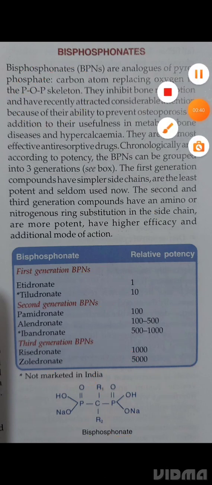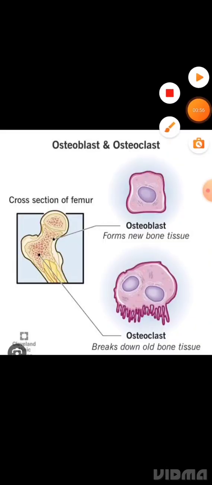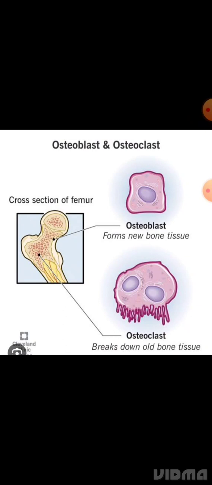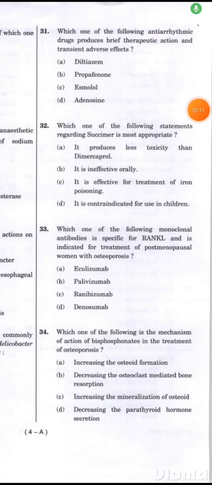So next, moving to the mechanism part. In this portion, it says that bisphosphonate will inhibit bone resorption. Two things I need to show, osteoblast and osteoclast. Osteoclast breaks down the old bone tissue. Osteoblast forms the new bone tissue. We will check the options one by one.